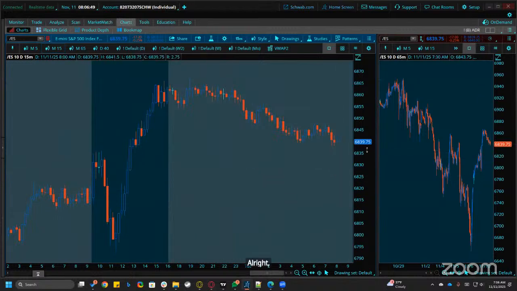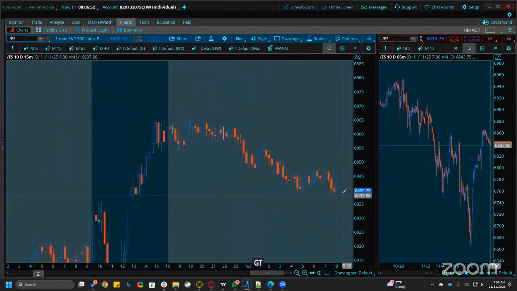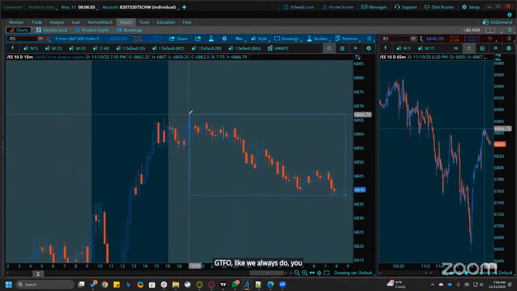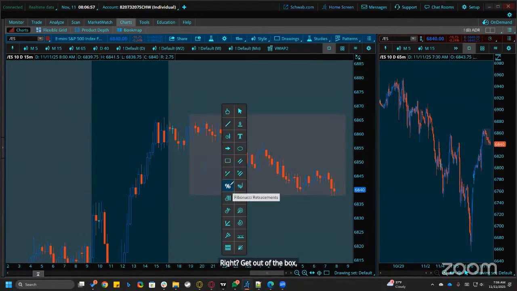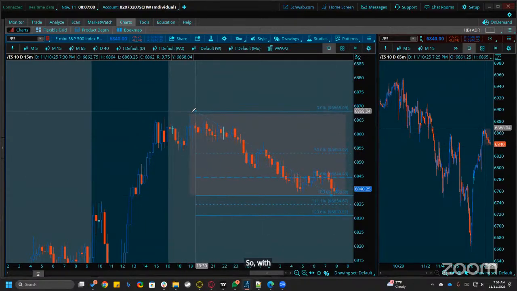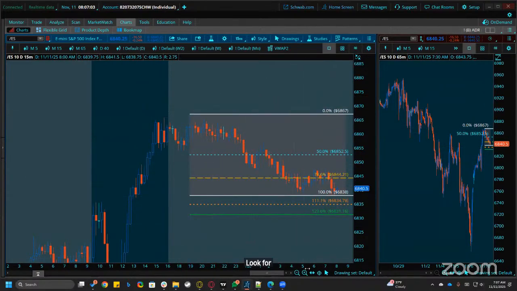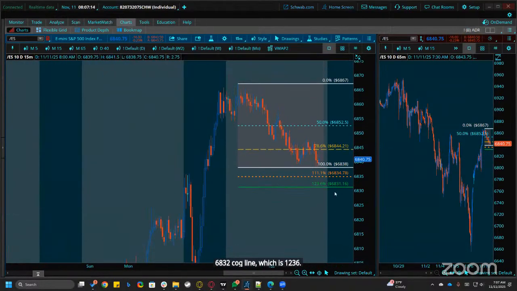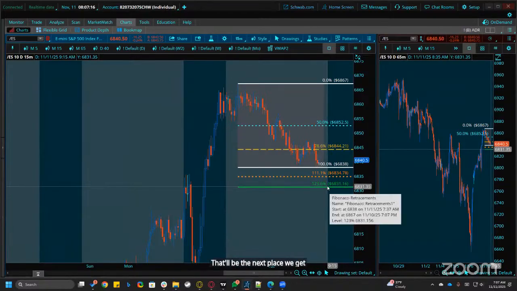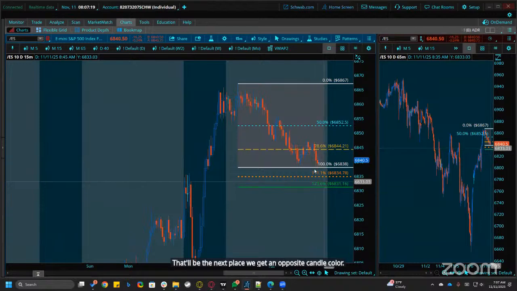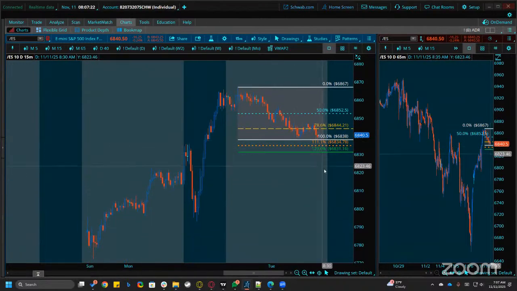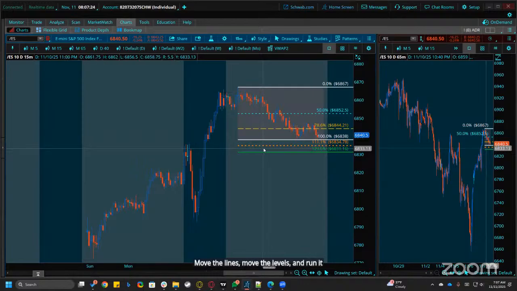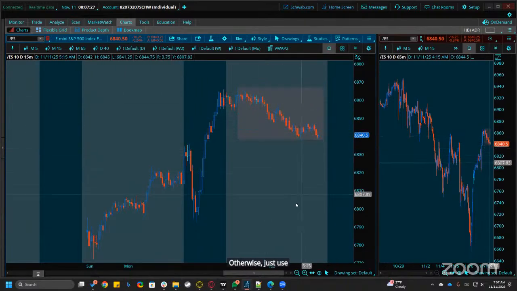All right, this will be nice and easy. GTFO, like we always do, you got to get out of the box, right? Get out of the box. We can do something else. So with that in mind, just measure the whole thing. Look for the start of the move to the downside. Break out, get into the 6832 cog line, which is 1236. That'll be the next place we get an opposite candle color. Move the lines, move the levels, and run it on down. Otherwise, just use the box.